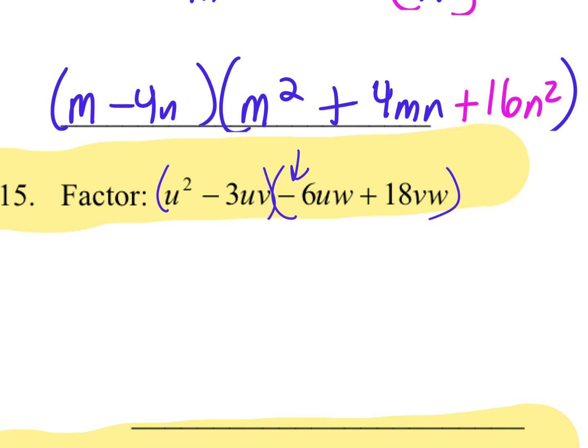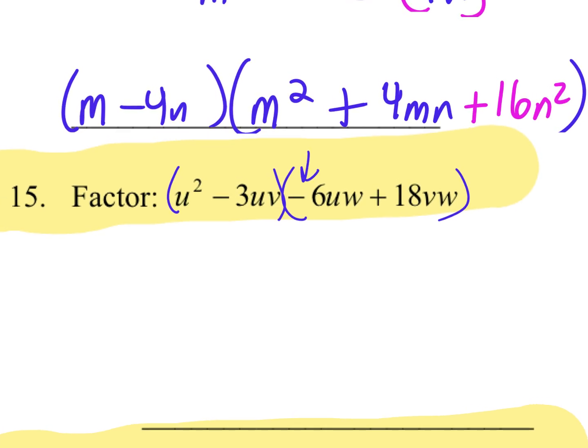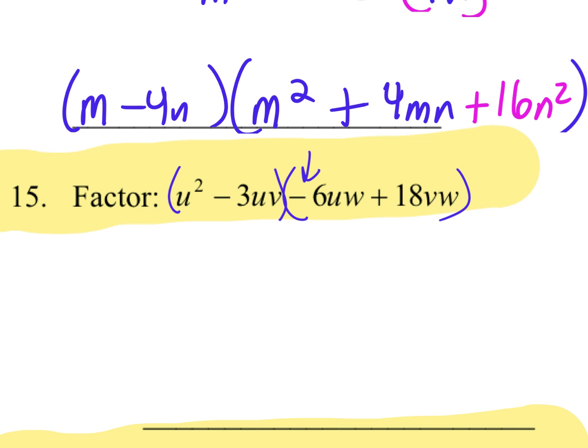So what can I take out of u squared minus 3uv? I can take out a u. Perfect. So I'm left with u minus 3v. What am I going to take out of negative 6uw? Good. Negative. We lead with a negative. Take it out. So negative. And what do they have in common? A w. So what am I left with? u minus 3v. I divided positive 18 by a negative 6. That's where that negative 3 came from.